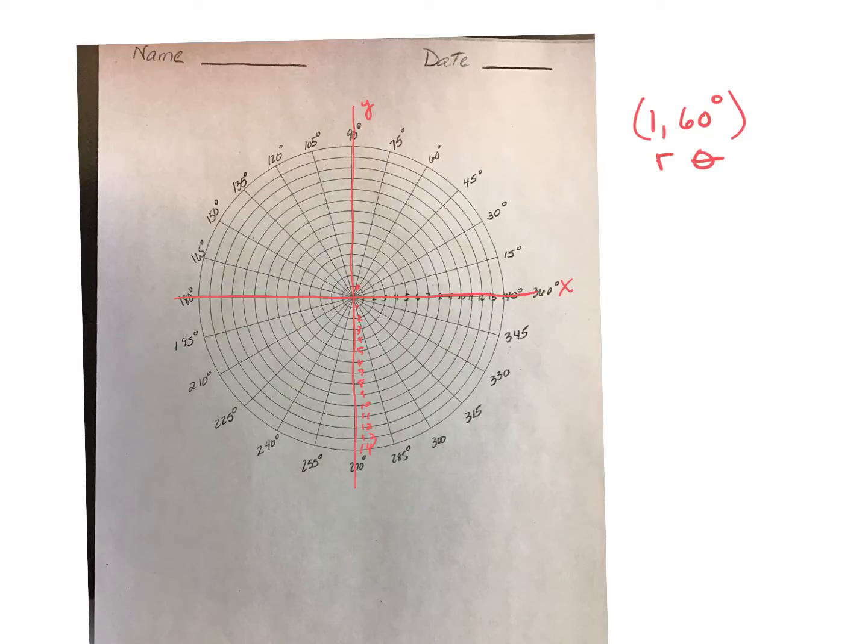And the formula says to get your x, you would say x equals r cosine of theta. So x equals 1 times cosine of 60. And y equals 1 times sine of 60. Okay? So what is x? 1/2? Yep. And what is y? 0.86, 87 maybe? Okay, 0.8660?